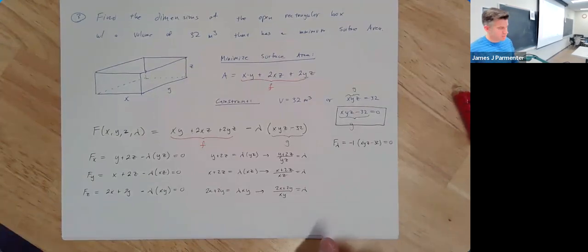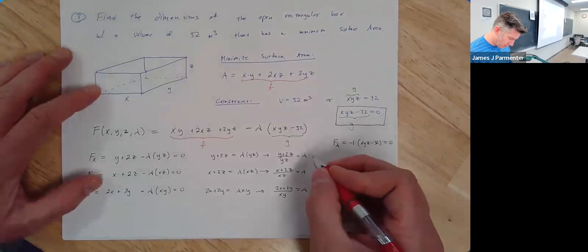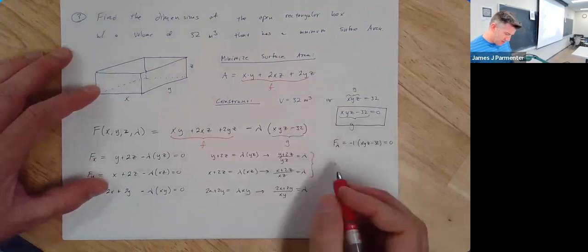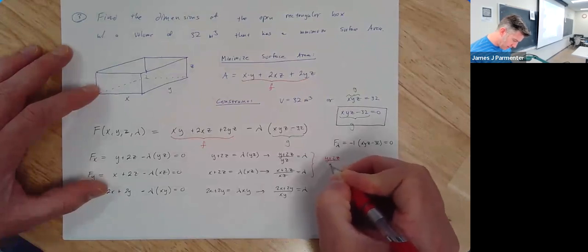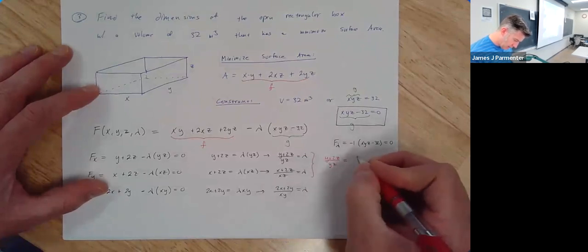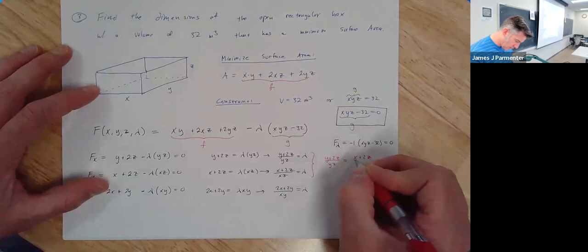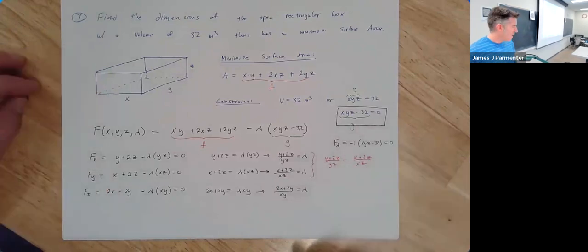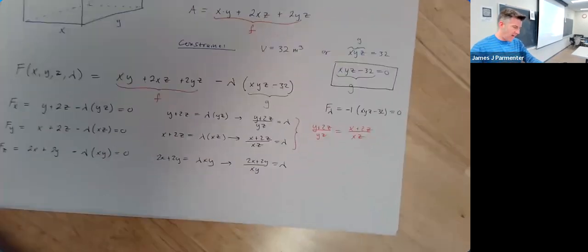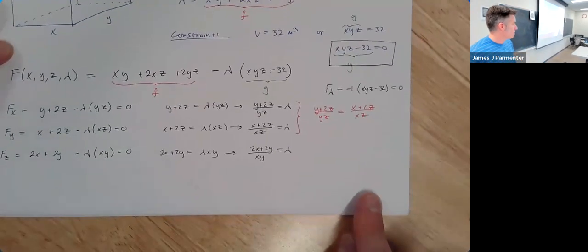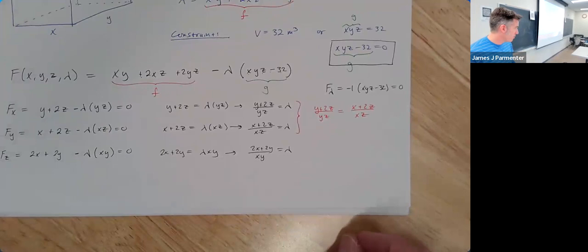Let's do it slightly differently this time, just for the heck of making a different choice. So let's still set the first two equal to each other. I've got (y + 2z)/(yz) = (x + 2z)/(xz). And you might be able to tell here that y and x have to equal each other. There is no way that they could be different.